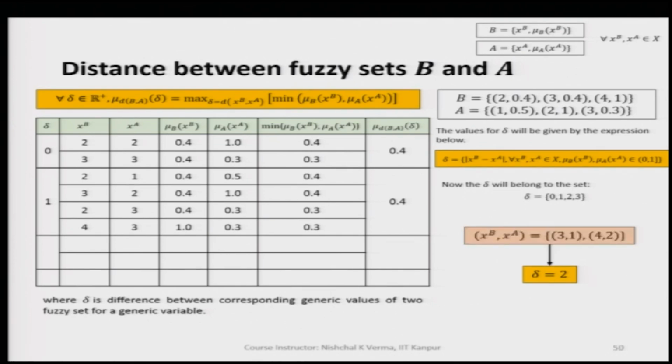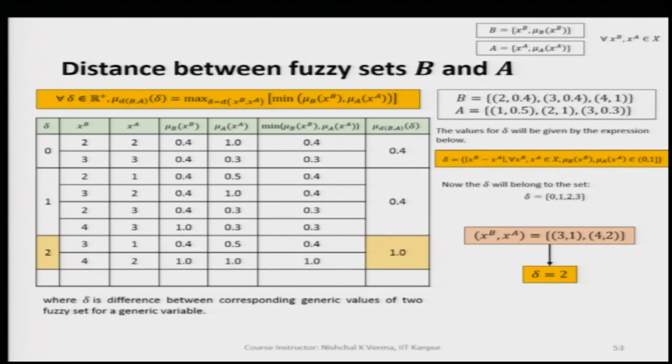So, when we apply the same logic, we have 2 pairs for delta is equal to 2. One is the 3 1 and the second one is the 4 2. So, here we will write all the entries in the table, and when we again take the maximum of this, we are going to get 1, which is mentioned over here.